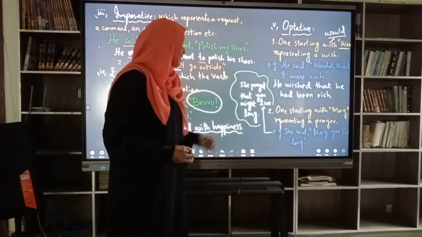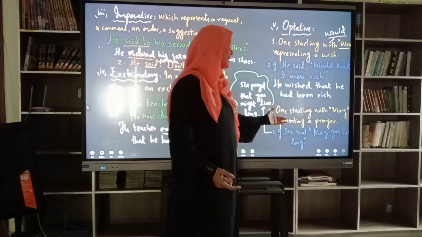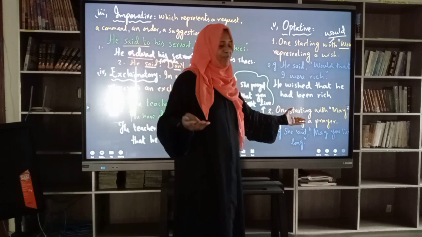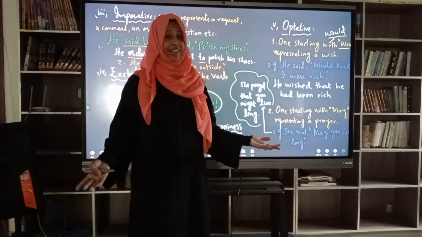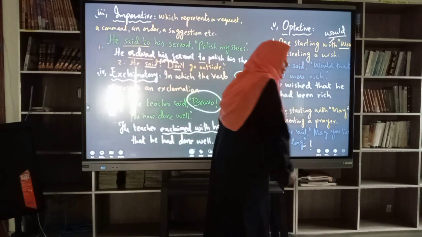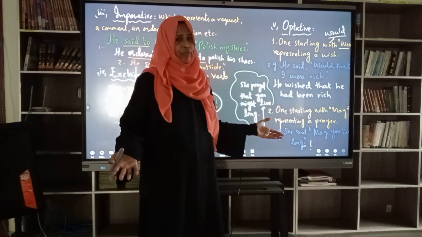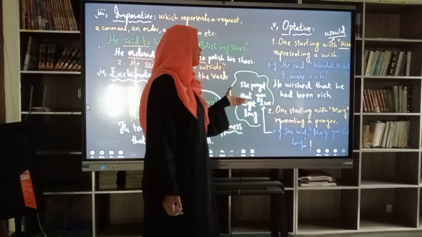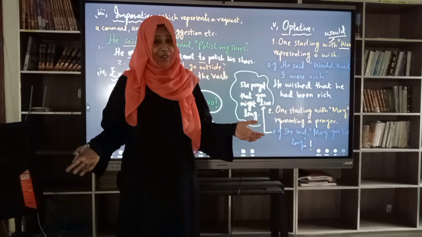Second type is the one that starts with may, and may basically represents a prayer. For example, she said, "May you live long." And sometimes they may contain, instead of a full stop, an exclamation mark. The same goes for sentences wishing for something. So the answer here will be, she prayed that you might live long.